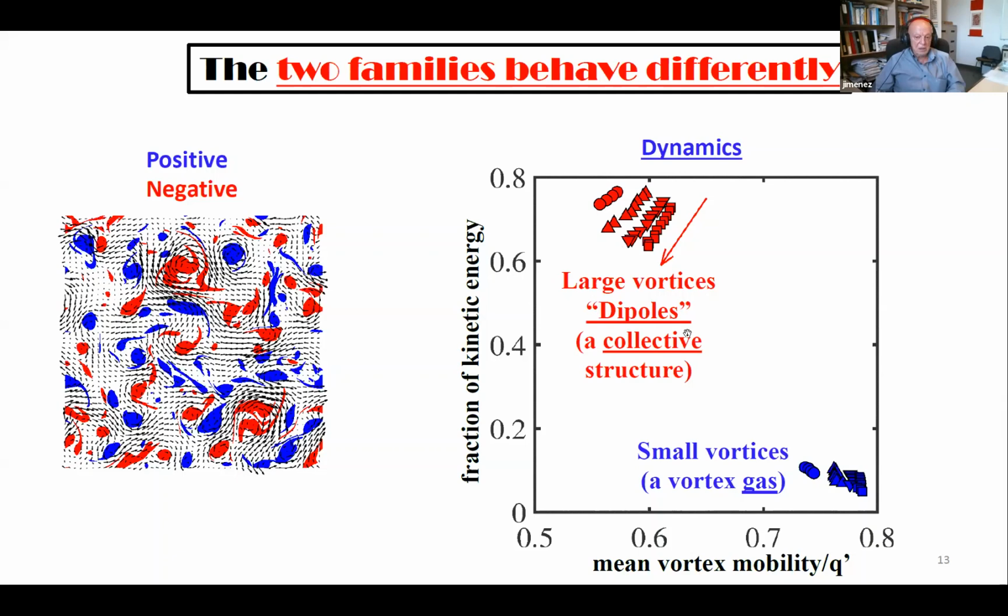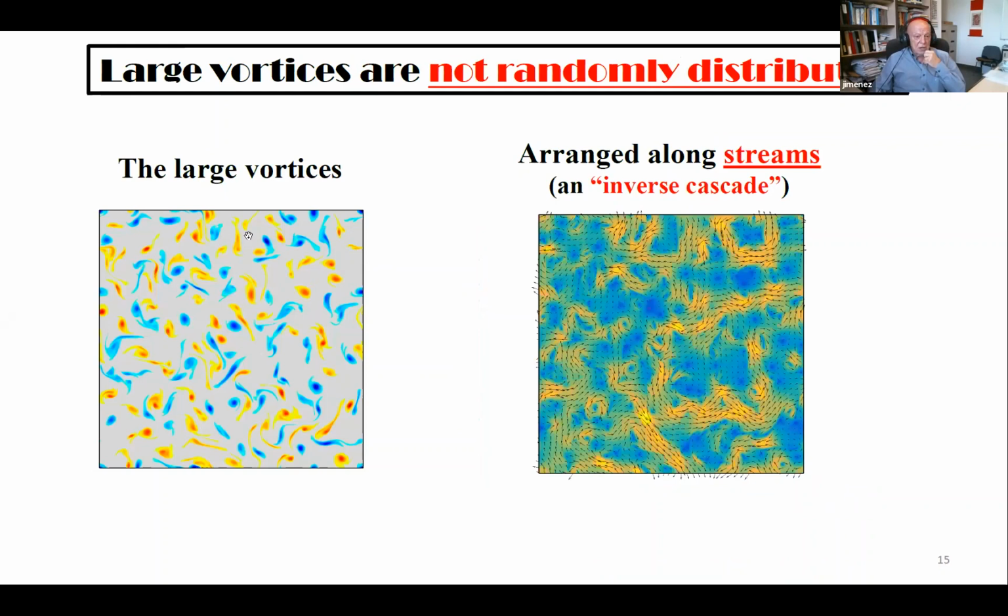Because they are not moving, they have to be seeing each other. They have to see each other because otherwise they will move. A dipole moves very fast. These vortices move, these vortices move, that vortex moves. But they are not moving, so the whole thing has to be locked into something like a superstructure. And what is the superstructure? It is something like this. These are only large vortices. I've taken one of these flow fields and thrown away all the small vortices. These are only the large vortices for this particular case.